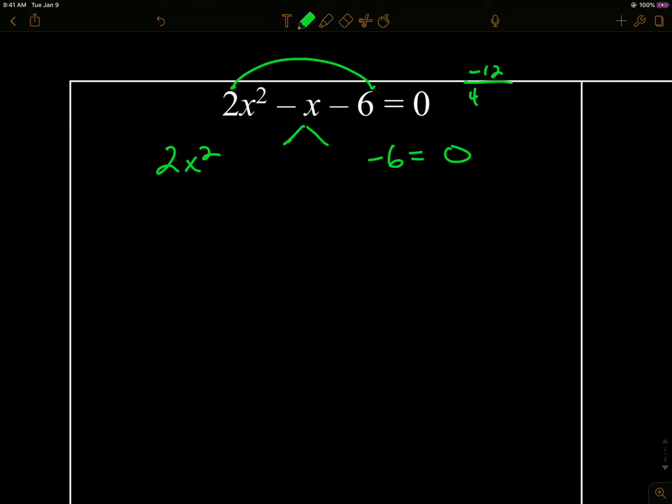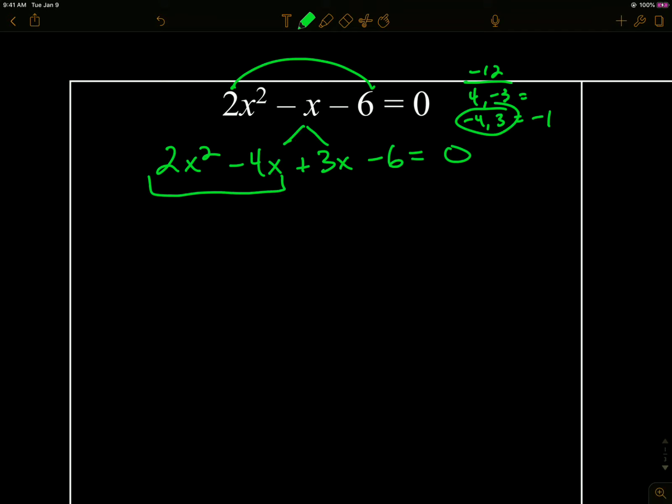So it's going to be 4 and negative 3, or negative 4 and 3. Which one adds up to negative 1? That's going to be this one here, negative 4 and 3. So that's how I split the middle term. I make two linear terms, negative 4x plus 3x. Now I can factor by grouping.